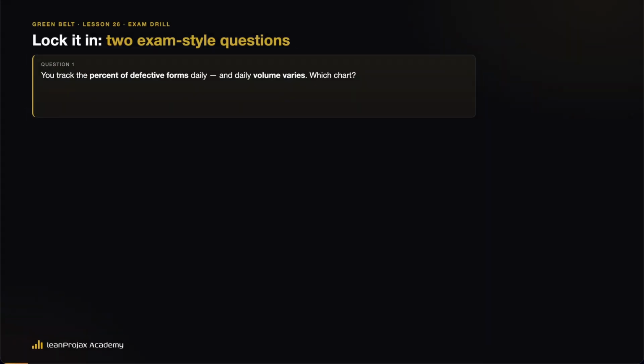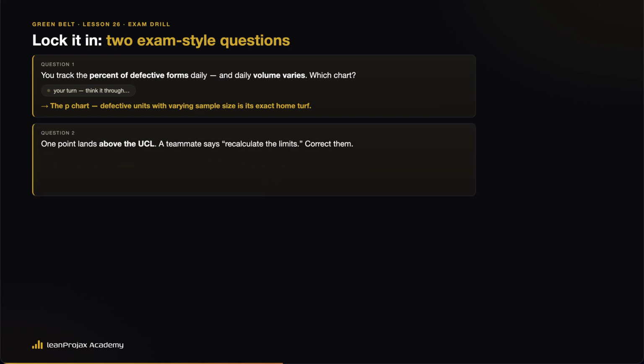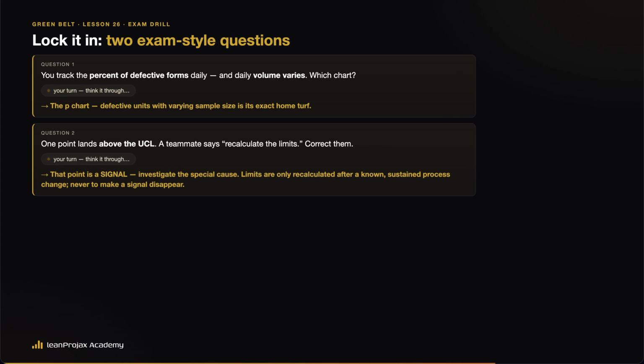Exam drill. Question 1. You track the percent of defective forms daily and daily volume varies. Which chart? The P chart, defective units, varying sample size, that's its exact home turf. Question 2. 1 point lands above the upper control limit. Your teammate says recalculate the limits. Correct them. No, that point is a signal. Investigate the special cause first. Limits only get recalculated after a known sustained process change, never to make a signal disappear.